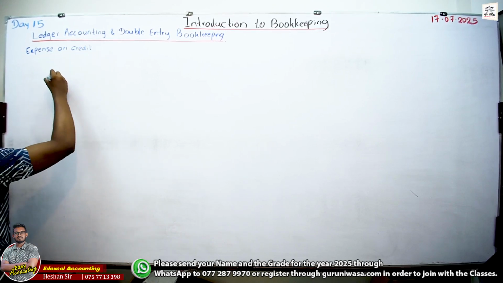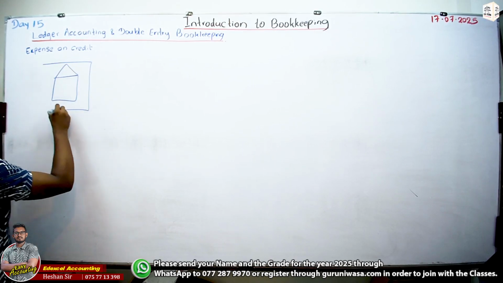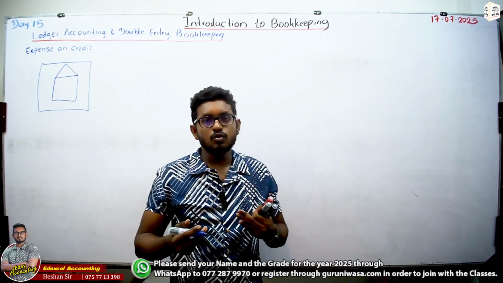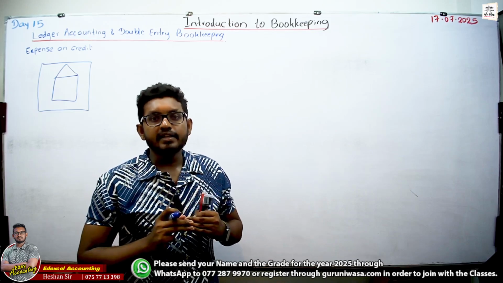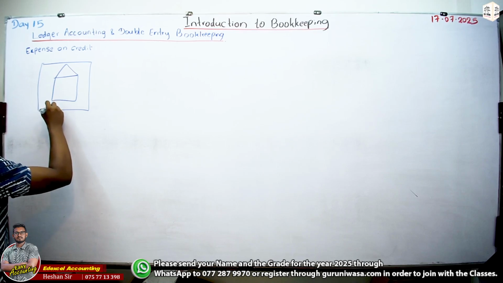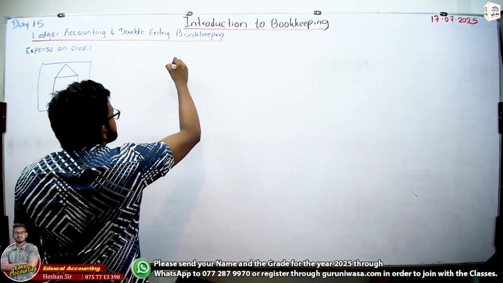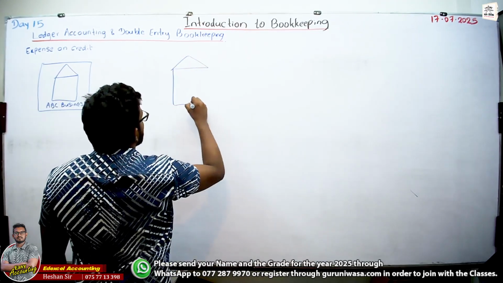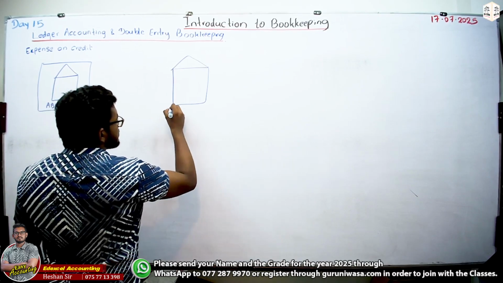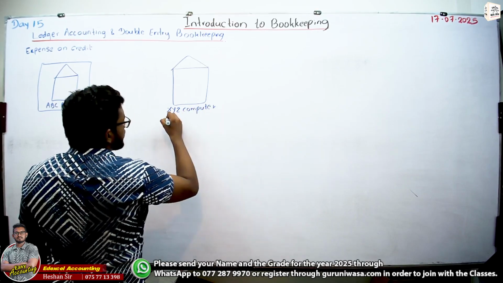Think this is the business, right? Now we maintain accounts from one business perspective. We can't maintain accounts for both businesses at once, because there is a subject matter. It's the subject matter thing. This business is ABC business, and this is another business. We are not concerned about their accounts. We are maintaining this business. I think this is XYZ computer repair shop.